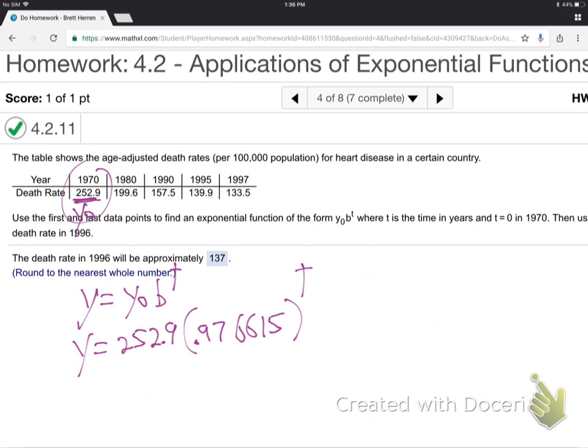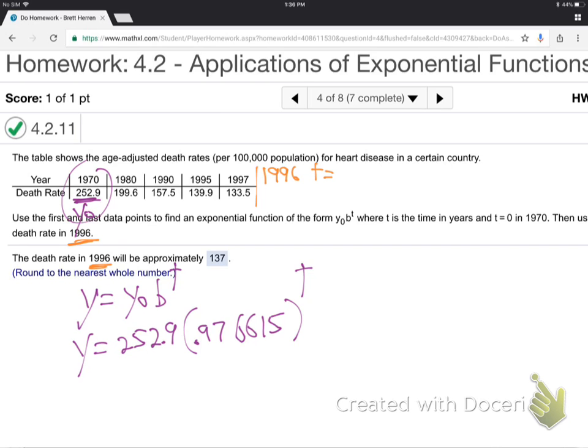They ask us, they say, find the death rate in 1996. How do I find the death rate in 1996? See how the years, they're giving me a t, aren't they? Up here at 1996, they're giving me a t.